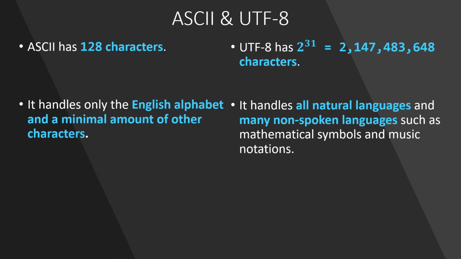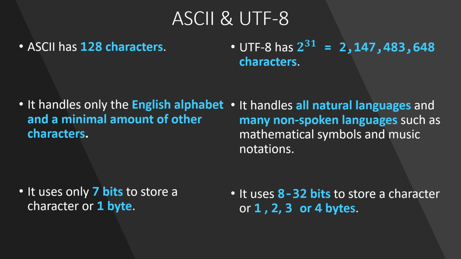ASCII only used 7 bits to store a character, okay? Whereas our Unicode actually uses 32 bits to store a character, or 4 bytes. So we have a much bigger range, and that's why it became the new standard, because hey, it's not only people who speak English or write in English that use computers.